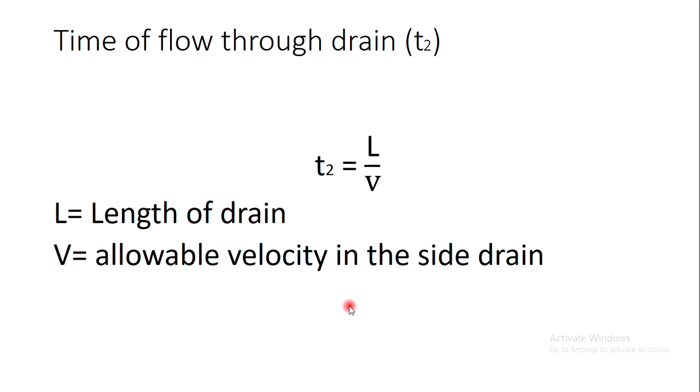T2 is the time of flow through the drain. T2 is given by L divided by V, where L is the length of the drain, which is nothing but the distance between the inlet of the drain and the cross drainage structure, and V is the allowable velocity in the side drain. Once we know the times T1 and T2, we can easily calculate capital T, that is, the duration or time of concentration.